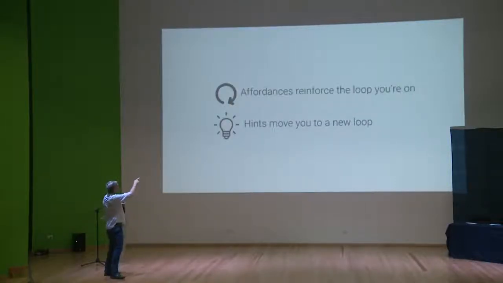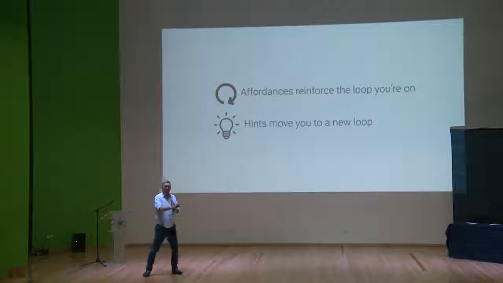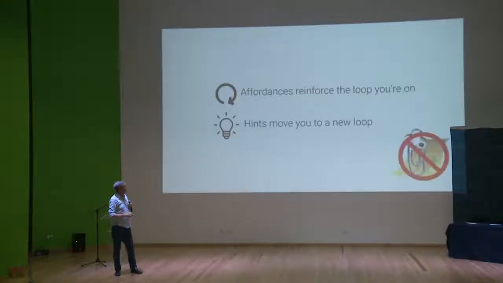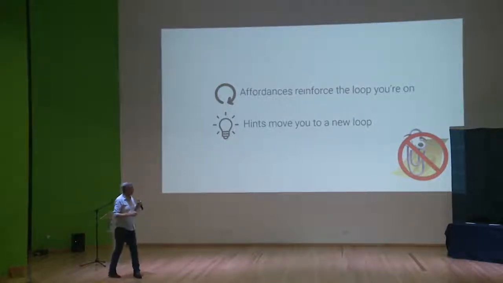The idea is that affordances reinforce the loop that you're on. You use affordances to say, you know this, I'm going to keep showing it to you so that you know it, and I'm going to keep showing it over and over and over again. Hints move you to a new loop. And this is very important, and it's not Clippy. Clippy is irritating. Everybody hates Clippy, right? This is about subtle ways of getting you to a new location.